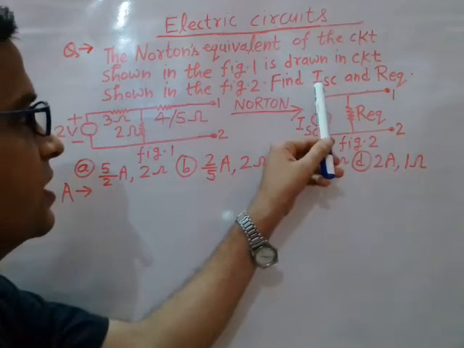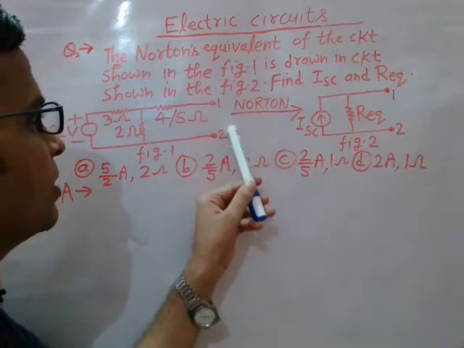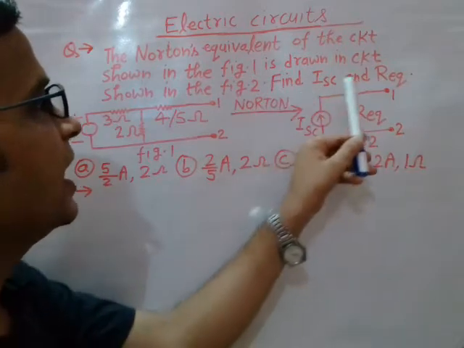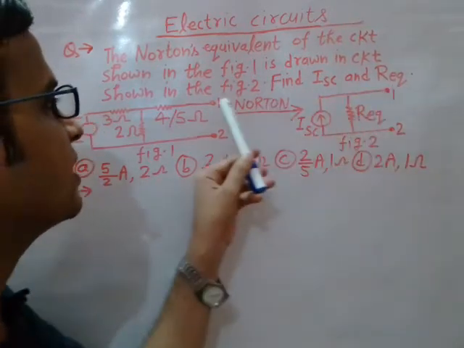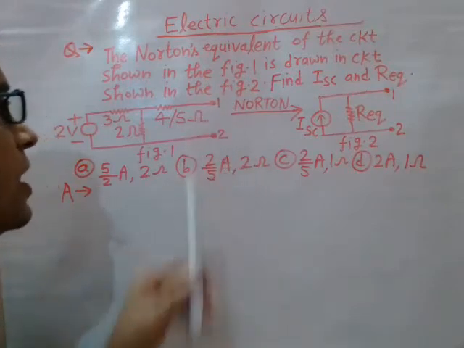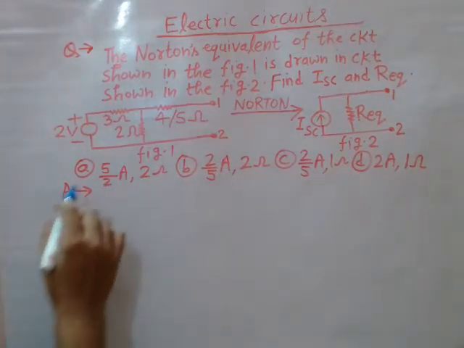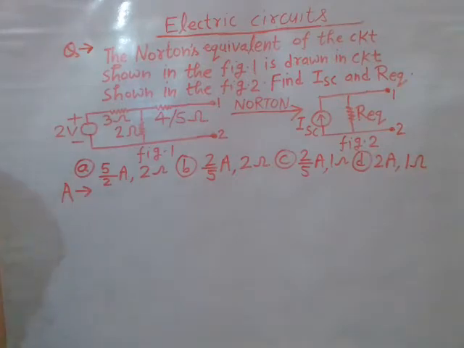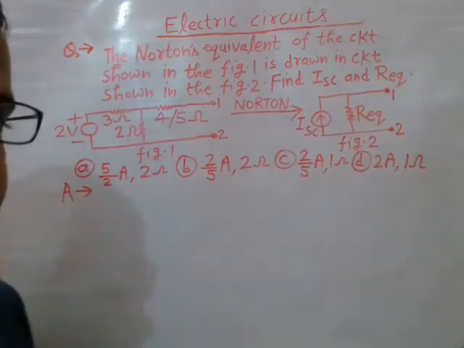ISC is the short circuit current across the terminal 1 and 2. And R equivalent is the equivalent resistance when seen from the terminal 1 and 2, right? So out of these four options, A, B, C, D, only one option is correct and you have to choose that correct option after solving, right?